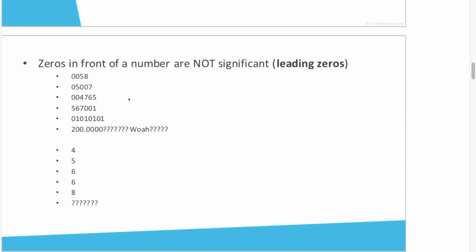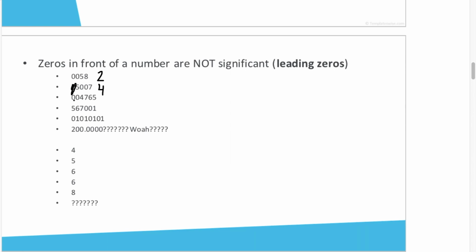The next rule is that if a zero is in front of a number, it's not significant. So for 0058, that's kind of a weird way to express 58, but there are only 2 significant digits there, the 5 and the 8. For 05007, this 0 right here is not significant because it's a leading 0. So we're only going to count the digits after that. And because these zeros are in between, we do count them. So 1, 2, 3, 4.